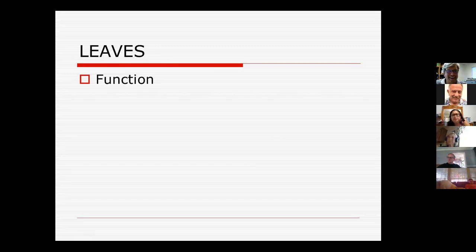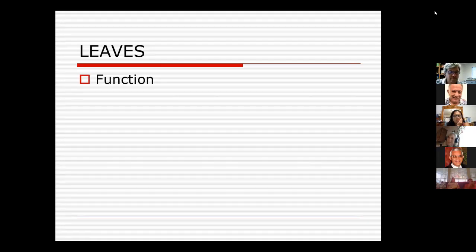Okay, I heard two different answers at one time. Mary: absorb the sun. Okay. They make food. And what's the process by which they make food? Photosynthesis. So that is their primary function. Are there any other things that leaves do?